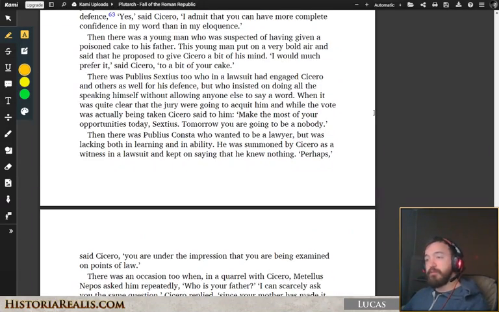Then there was Publius Consta, who wanted to be a lawyer, but was lacking both in learning and in ability. He was summoned by Cicero as a witness in a lawsuit and kept on saying that he knew nothing. "Perhaps," said Cicero, "you are under the impression that you are being examined on points of law."